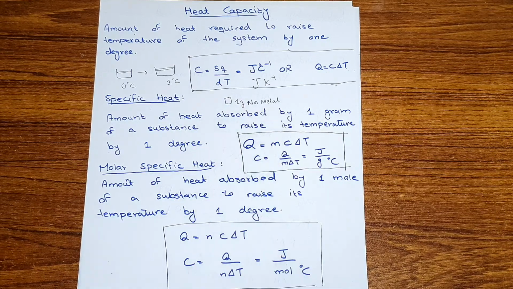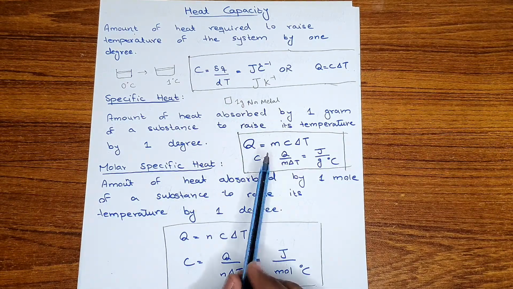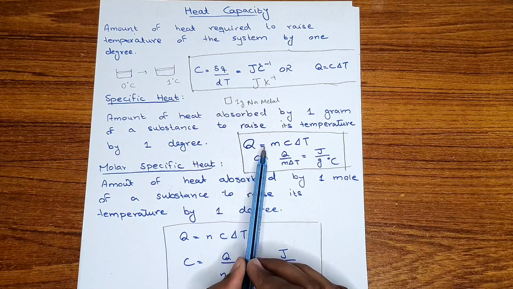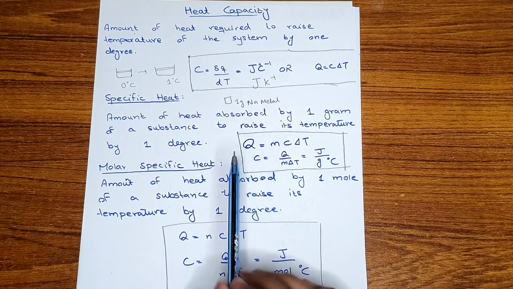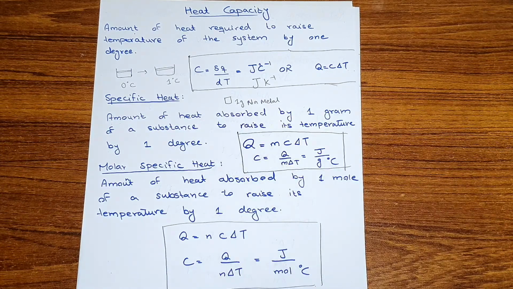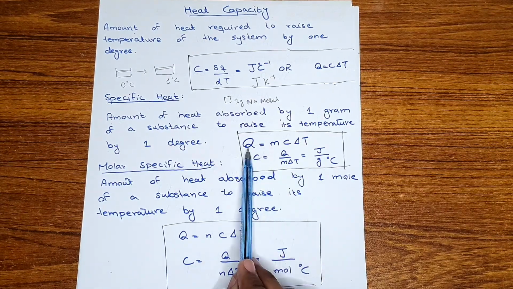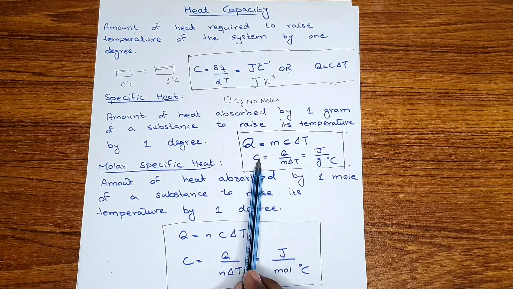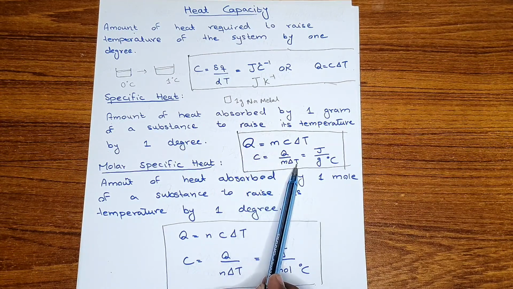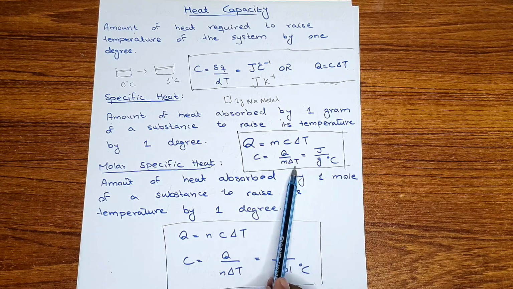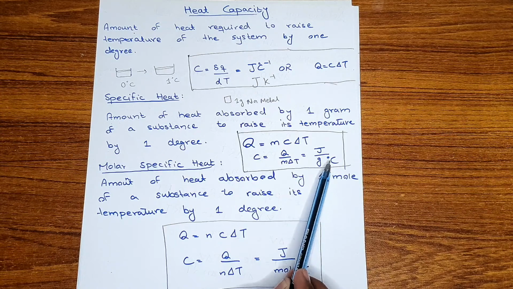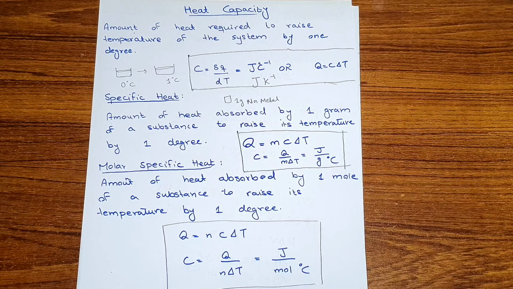As we have just introduced the concept of mass here, the formula will be Q is equal to mc delta T. If you want to find the value of the specific heat, m and delta T will go down here, and that gives C is equal to Q divided by m delta T. The unit of Q is joule, the unit of mass is gram, the unit of delta T is degree C or Kelvin. So that gives me joule per gram per Kelvin, or joule per gram per degree C.